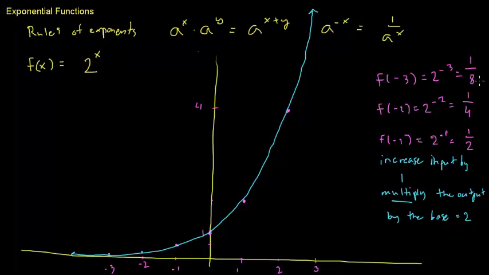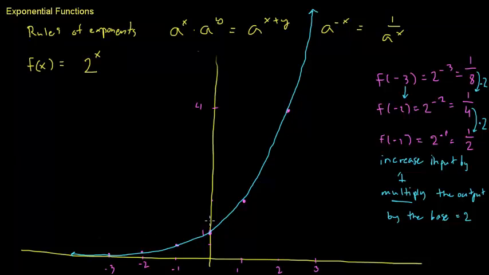Let's look again really quickly at what's going on. So I go from -3 to -2. Oh, look at that. I still multiply by 2. 1/8 times 2 gives me 1/4, and 1/4 times 2 gives me a half. So I'm still going up. When I increase my input by 1, I'm still increasing my output by multiplying by that base, which is 2. So that's why the graph of an exponential function looks the way it does.